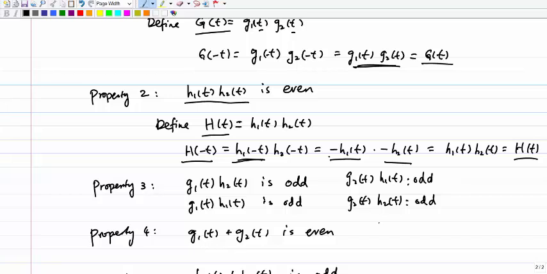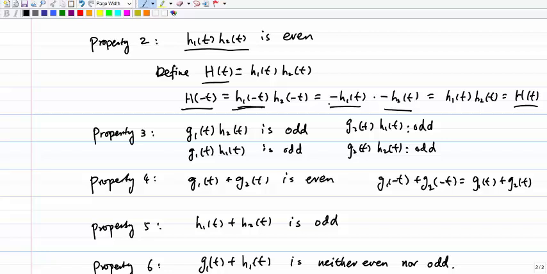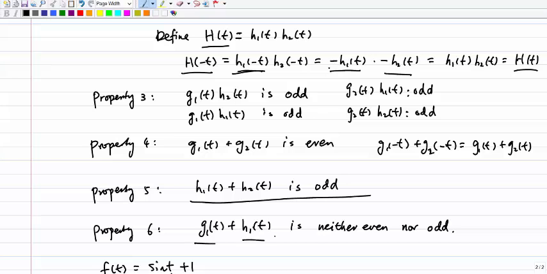This is pretty straightforward, because g1(-t) plus g2(-t) is the same as g1(t) plus g2(t), right? So it doesn't change. And h1(t) plus h2(t), they are odd functions, so the sum is also an odd function. And for g1(t) plus h1(t), g1 is even and h1 is odd. So the sum of an even function and an odd function is neither even nor odd. Typically, that's the case.